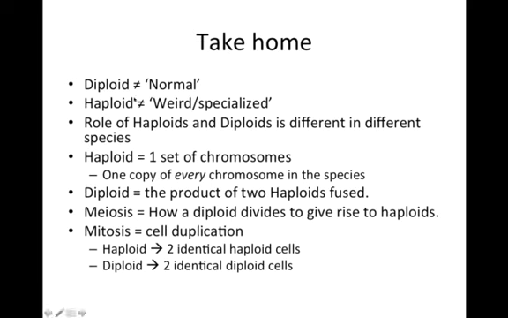Okay, so our take home from this is that diploid does not mean normal, haploid does not mean weird, in that the roles of haploids and diploids are different in different species. The major distinction is that haploids have one set of chromosomes, and diploids have two sets of chromosomes, but more specifically, that they are the product of two different haploids that have fused. That meiosis is how a diploid gives rise to haploids, and that mitosis is simply a cell duplication.